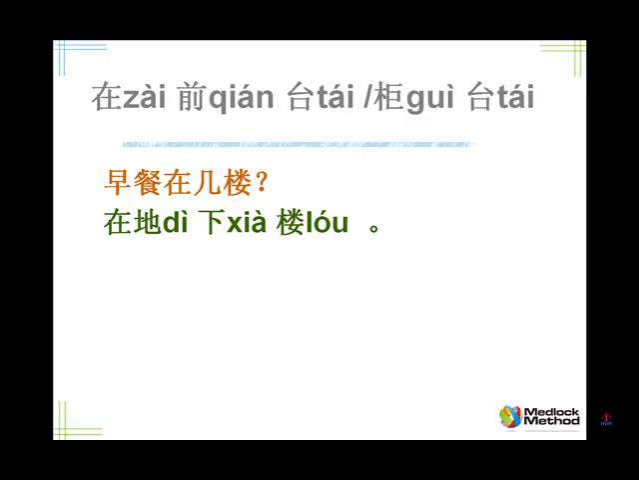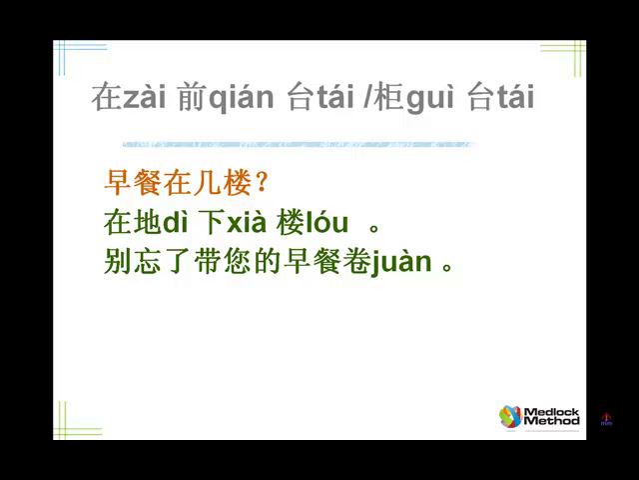And in many Chinese hotels, well, I think all Chinese hotels, you don't show your keys. You have to actually have a breakfast voucher, don't you? That's right, yes. So we need the word for voucher. 券. Tell me your breakfast voucher. 你的早餐券. And how would we say don't forget to bring? 别忘了带. Tell me, don't forget to bring your breakfast voucher. 别忘了带您的早餐券。您的 is in a formal, polite way.